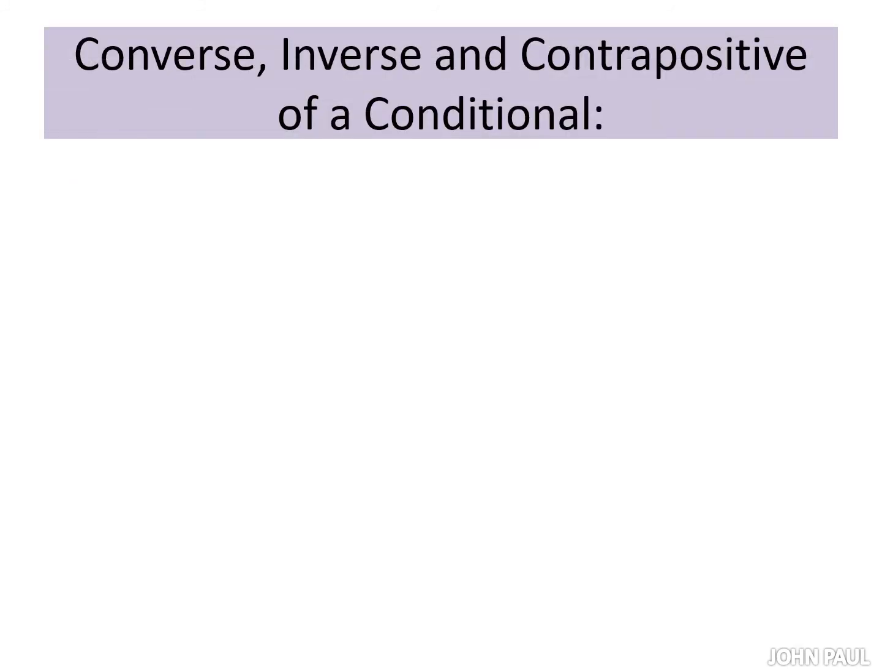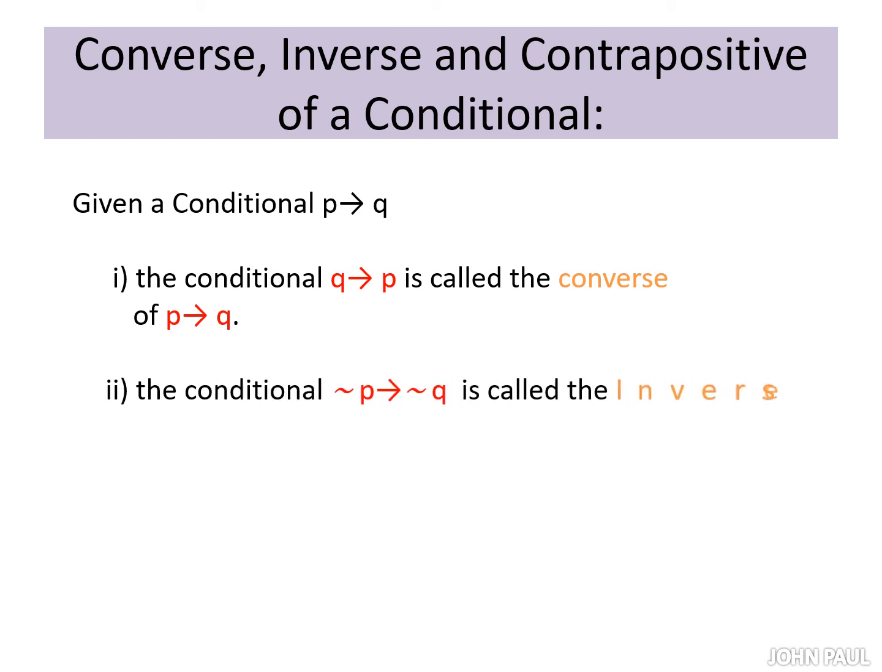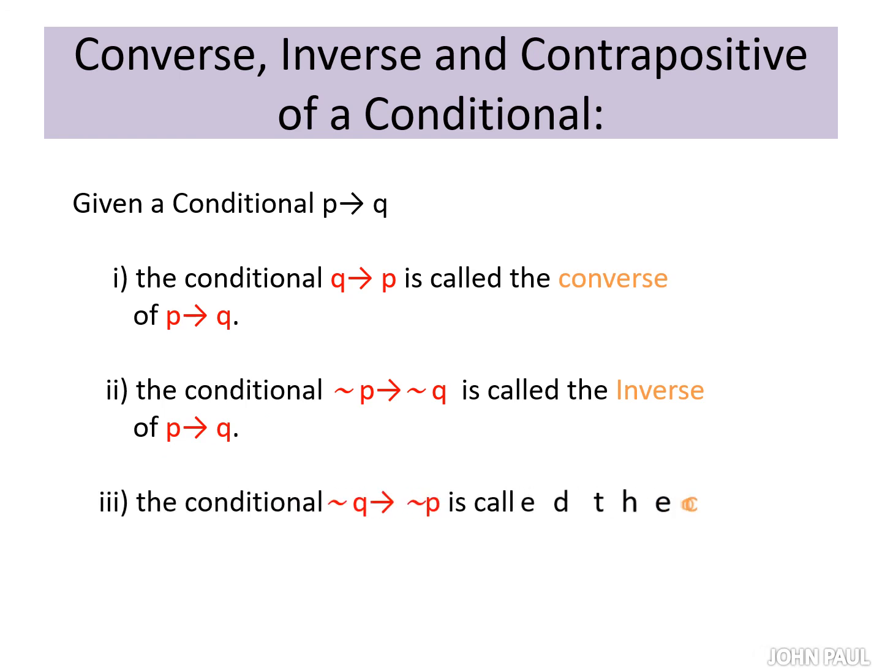Converse, inverse and contrapositive of a conditional. Given a conditional P conditional Q, the conditional Q conditional P is called the converse of P conditional Q. The conditional negation P conditional negation Q is called the inverse of P conditional Q. The conditional negation Q conditional negation P is called the contrapositive of P conditional Q.